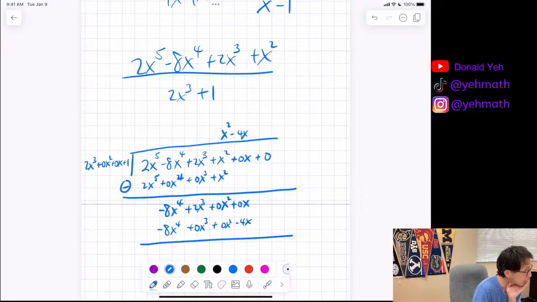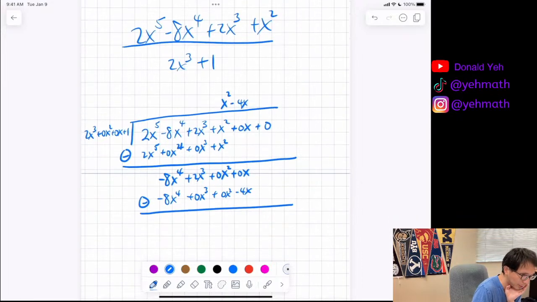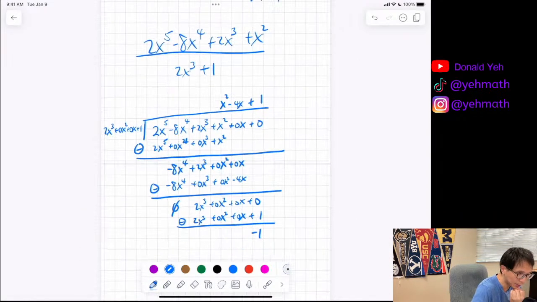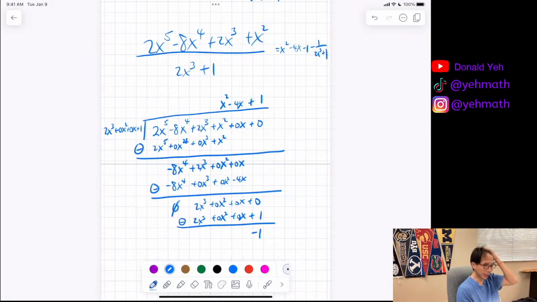Am I going to pass? It's pretty much just requires your discipline. That's it. It doesn't require a lot of things. So I'm being very cautious, not making a simple mistake. Even plus 0, I'll write it down because that could be a placeholder. So that's going to be plus 1, I think. 2x cubed plus 0x squared plus 0x plus 1. So this is subtracting. This answer ends up being negative 1. So the answer is equal to x squared minus 4x minus 1 minus 1 over 2x cubed plus 1. And that's my answer for here.